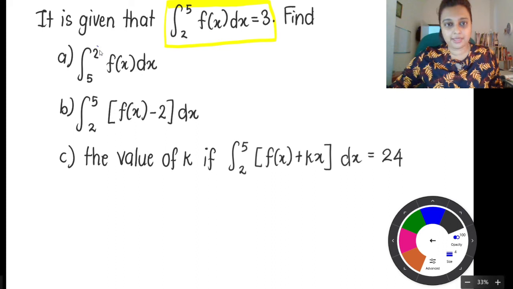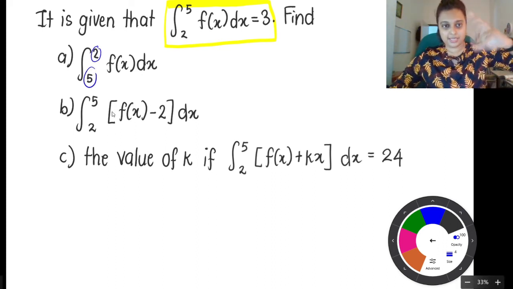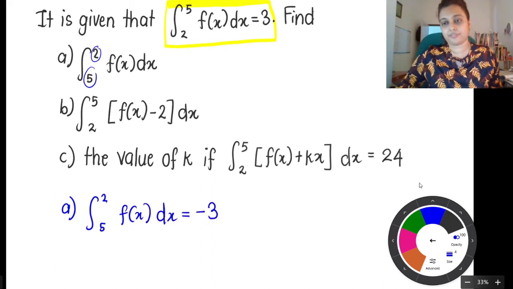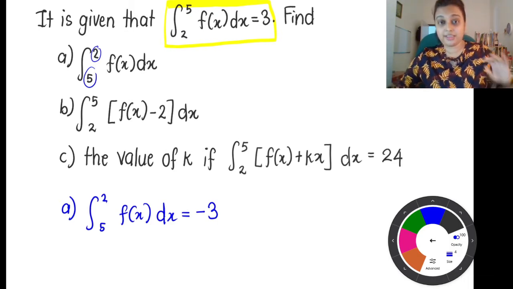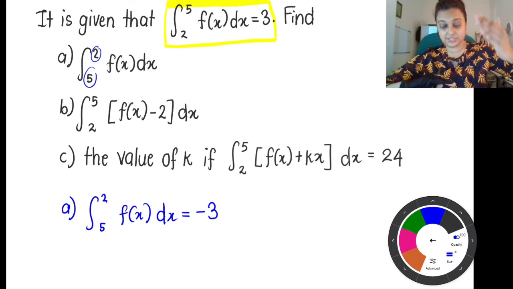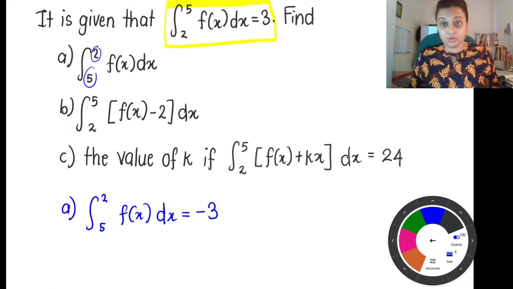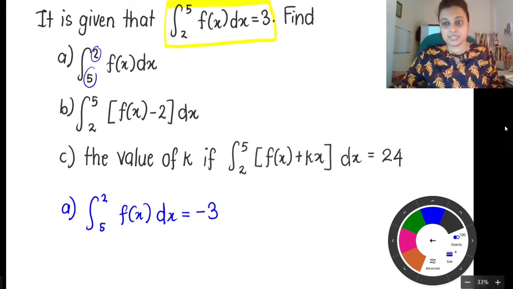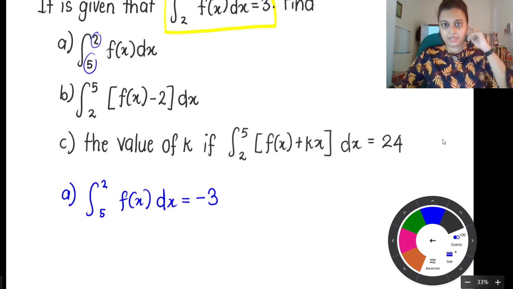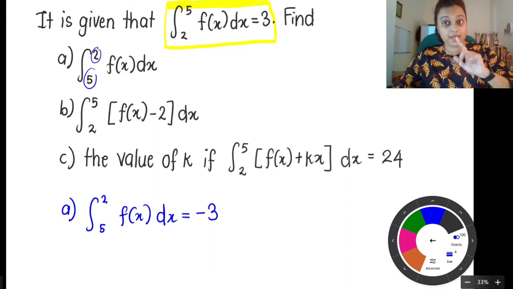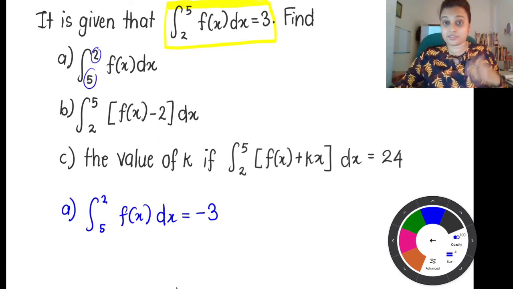If you see the upper limit and the lower limit change place, that means the value of the integral of f(x) dx will become negative. That's all. If the position of the limits change, the value will become negative. This is one of the rules. So the first one is very easy. Just change it to a positive number, but if the given one is negative, then our answer will become positive. Just reverse it.